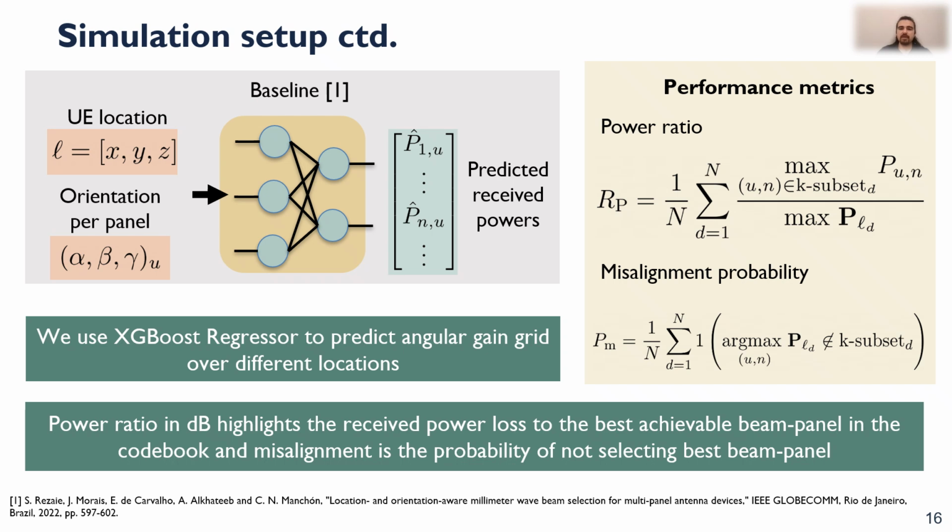And the performance metrics are given as power ratio and misalignment probability. And the expressions are given in the slides. The power ratio in dB highlights the receive power loss relative to the best achievable beam and panel in the codebook. And the misalignment probability is the probability of not selecting the best panel and beam.